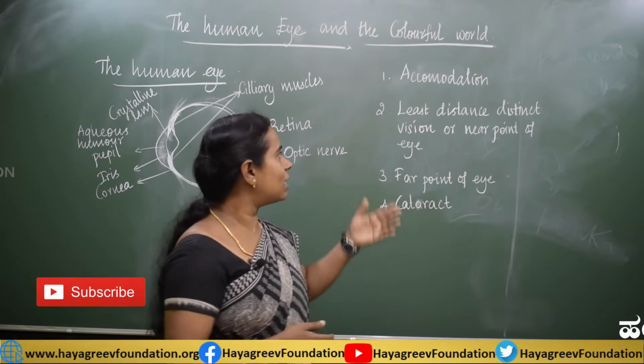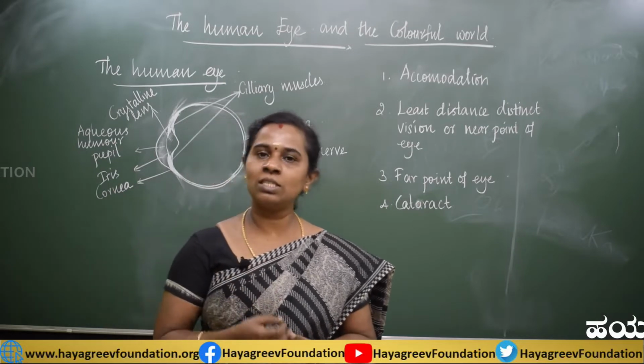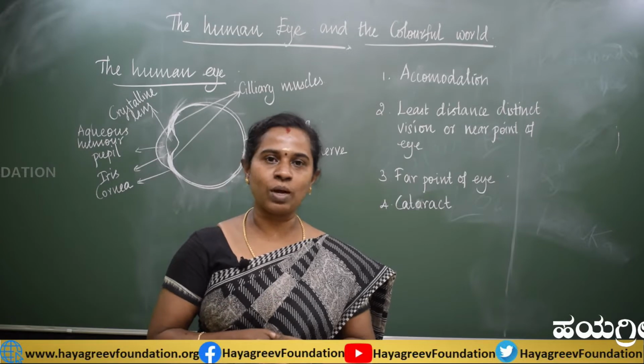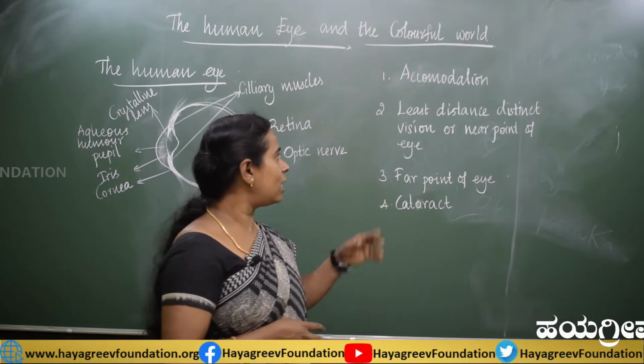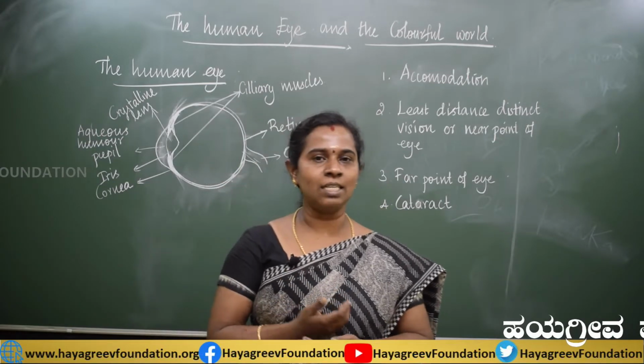That is nothing but accommodation. So accommodation means we can see the object distinctly and very clearly with the adjustment of the focal length of the eye lens. Next important topic: least distance of distinct vision.